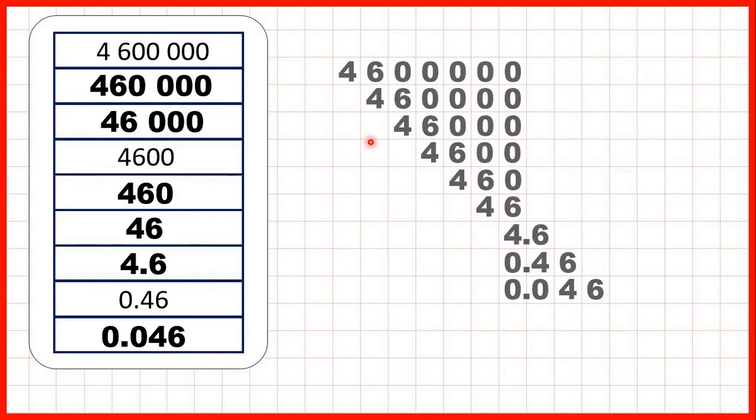And we can see the pattern if we write the numbers out with the place values lined up, so with the decimal points lined up, and then with our whole numbers lined up as well. Again, we have place value columns for our millions, 100,000s, 10,000s, thousands, hundreds, tens, ones, tenths, hundredths, and thousandths.